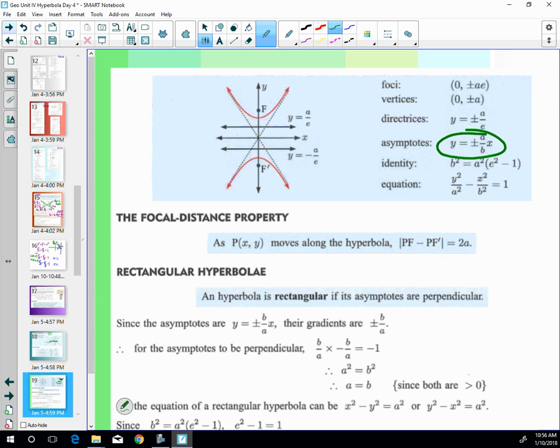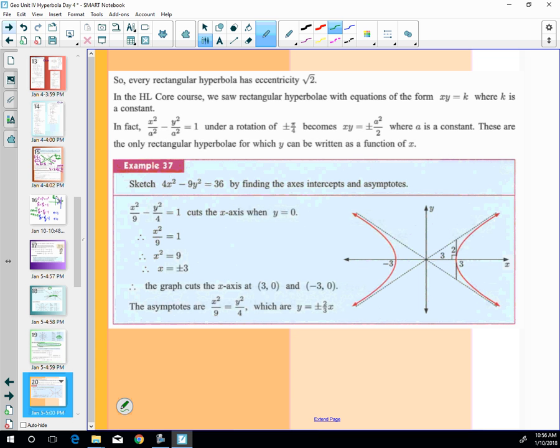Okay? And then there is a distance property. PF minus PF prime is 2a. Instead of adding them this time, you're subtracting them to get 2a, and we'll be able to prove that a little bit later. All right, so let's take one and see what we can find from it. Sketch 4x squared minus 9y squared equals 36.